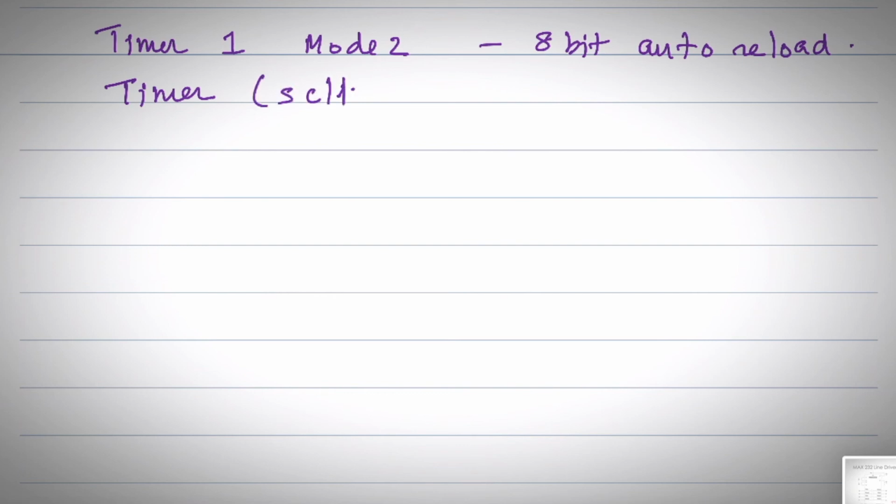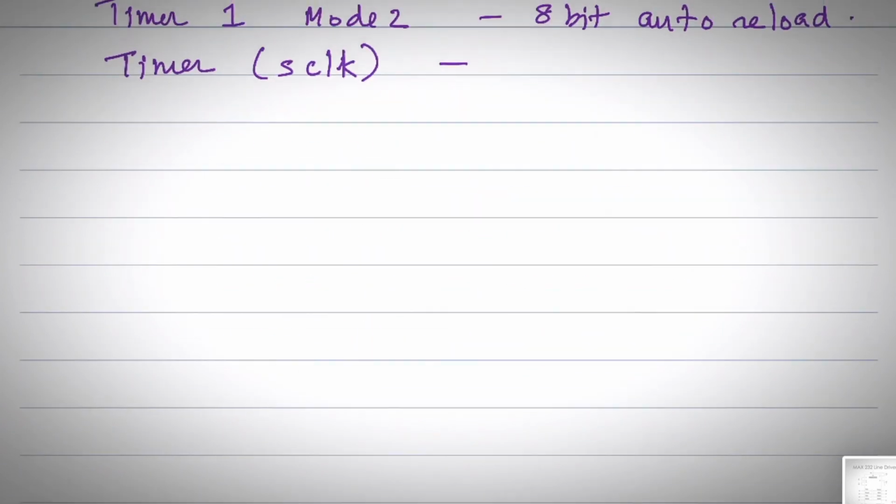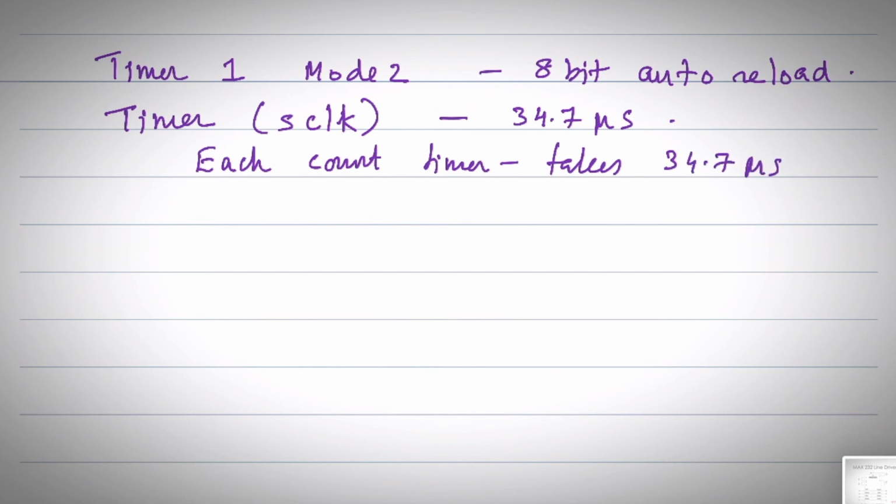Serial clock frequency is the clock frequency by which this timer is working, and that clock frequency is 28,800 hertz, or 34.7 microsecond is the time period of that particular clock. That means each count, if you remember your earlier classes, each count of the timer takes 34.7 microsecond, right?